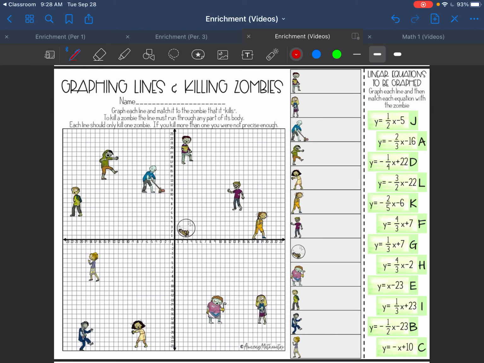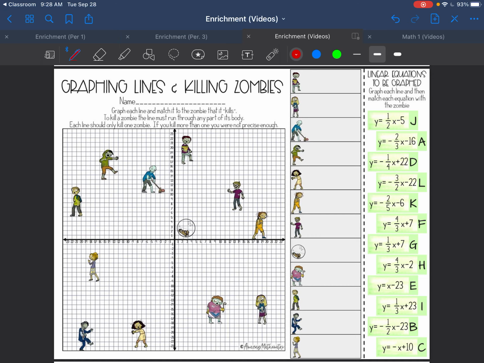All right, I am going to recommend for graphing lines and killing zombies, use colored pencils, or if you're doing it digitally, use all the different colors that you can find in Kami. So what you're going to do is graph each line and match it to the zombie that it kills. To kill a zombie, the line must run through any part of its body, and each line should only kill one zombie. You will not be able to kill two zombies, so if you do, something has gone horribly wrong.